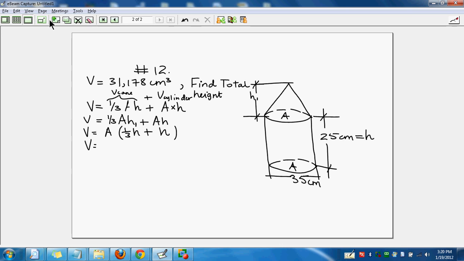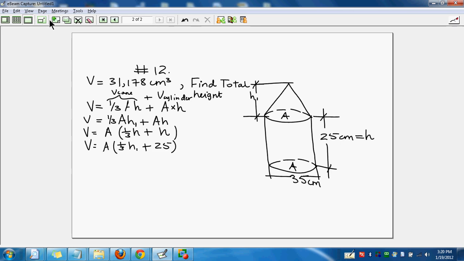No, remember, we're breaking it up into two solids, right? Well, A squared means A multiplied by A. We're not multiplying, we're adding, right? So that's why it wouldn't be that. So this here really is A into a third H1, which is this height here, plus the height, which is 25.